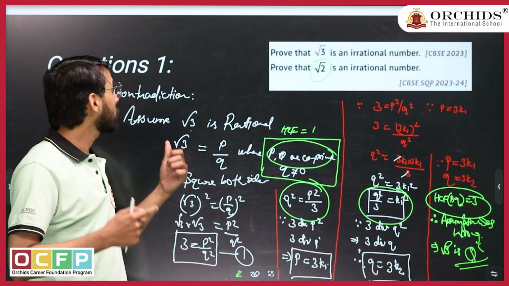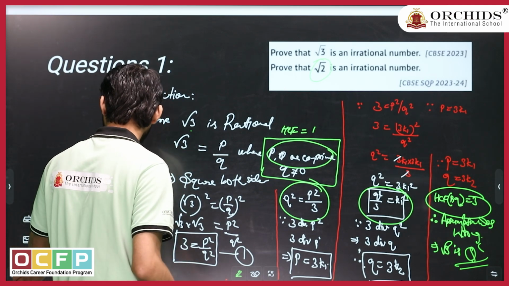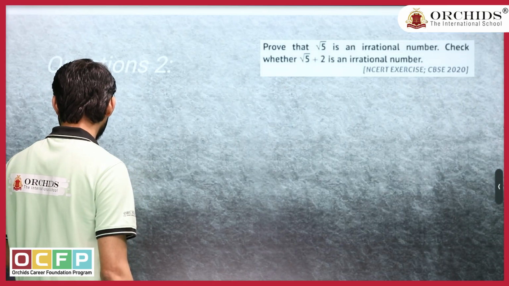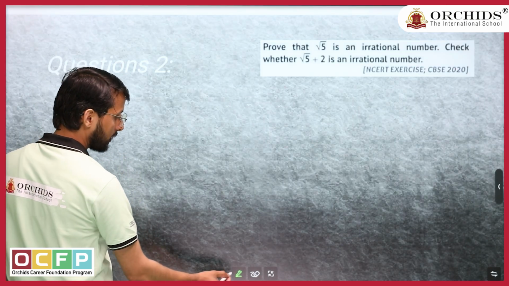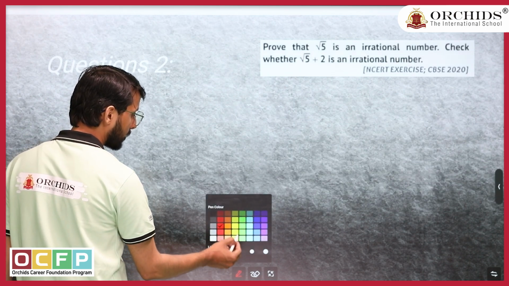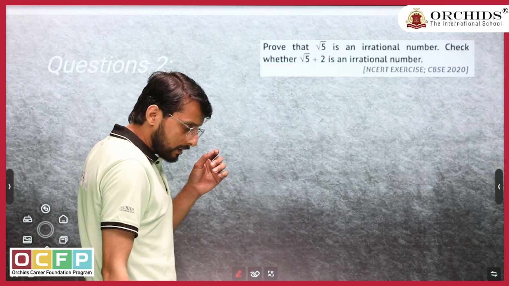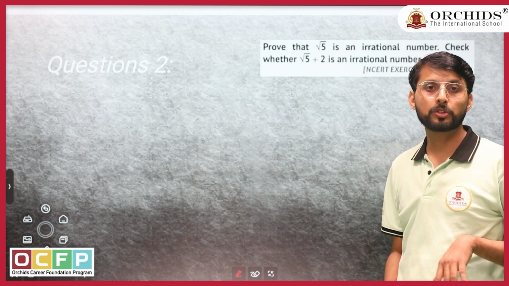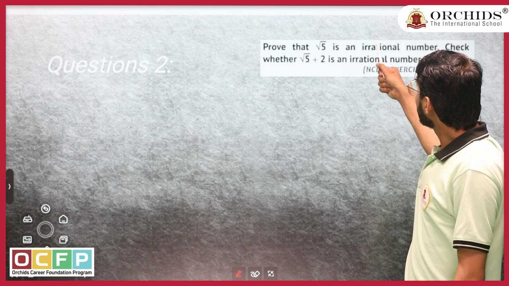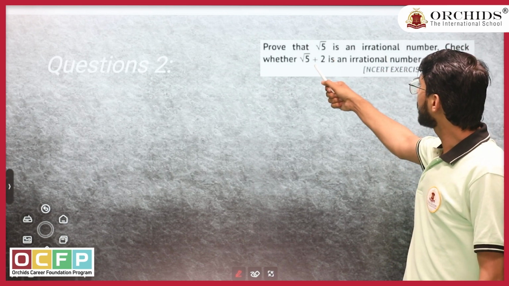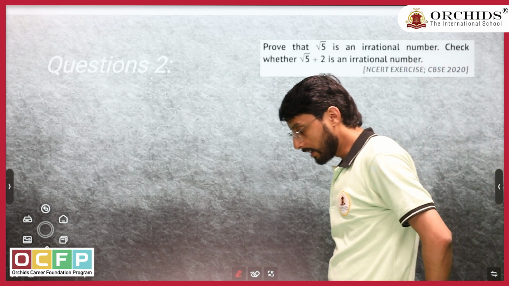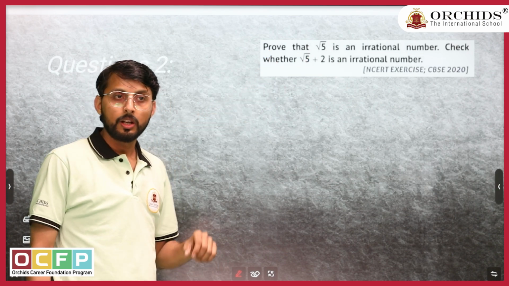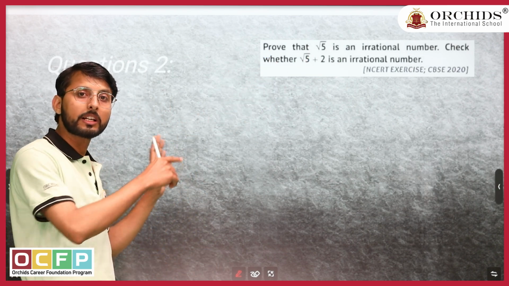We are moving towards our question number 2. Okay, now question number 2. A very important part in question number 2 is, tell me one thing guys, are we going to solve this question again like the previous question? Prove root 5 is an irrational number, check whether root 5 plus 2 is an irrational number. So this question says prove that root 5 is irrational. So again we are going to prove root 5 as irrational like the previous step.